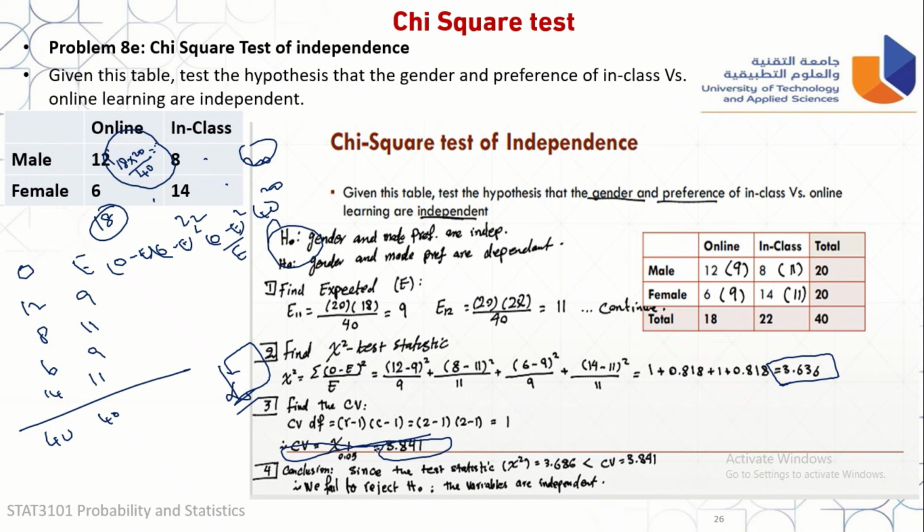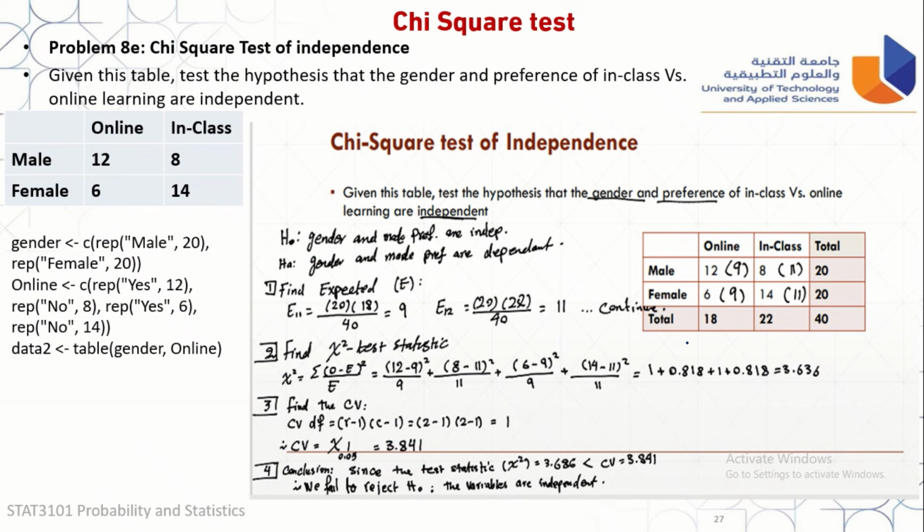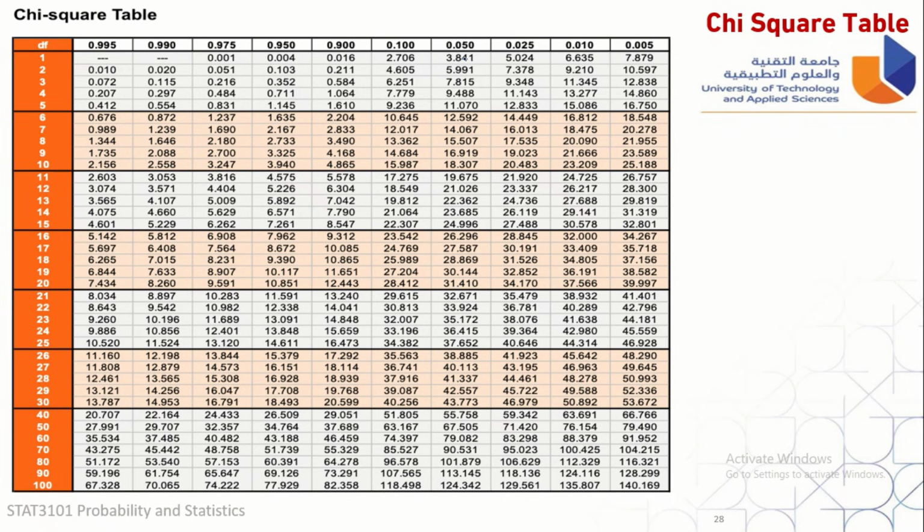What is the CV? Either the CV value will be given or you have to calculate it from the table. What is the CV value? It is R minus 1 into C minus 1. What is R? Number of rows. 1, 2. Okay. 2 minus 1. What is C? Number of columns. 1, 2. So it is 2 minus 1. So 1 into 1 answer is 1 at a 5% level. So what is that value? What is that value? 1 DF at a 5% level.